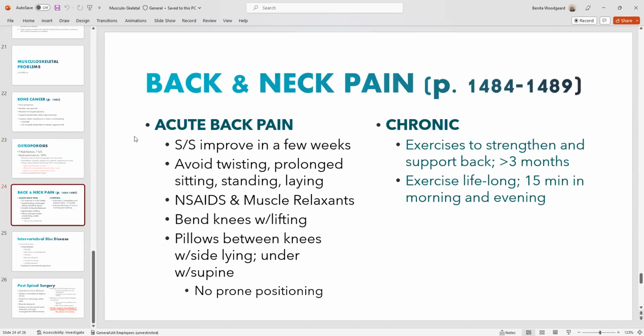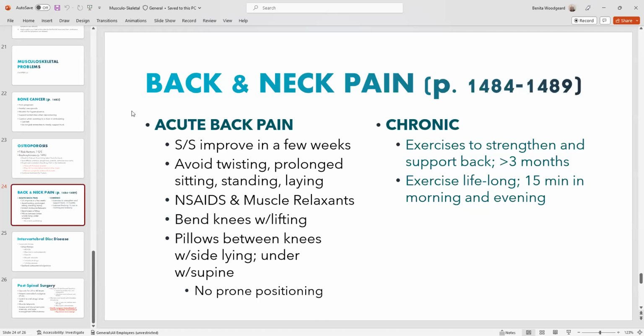Back and neck pain. Okay, acute back pain. Obviously we as nurses are at risk for back injuries. You should learn how to use proper body mechanics. You should put beds up when you're working on patients. You should bend and use your knees and hips and not your back.